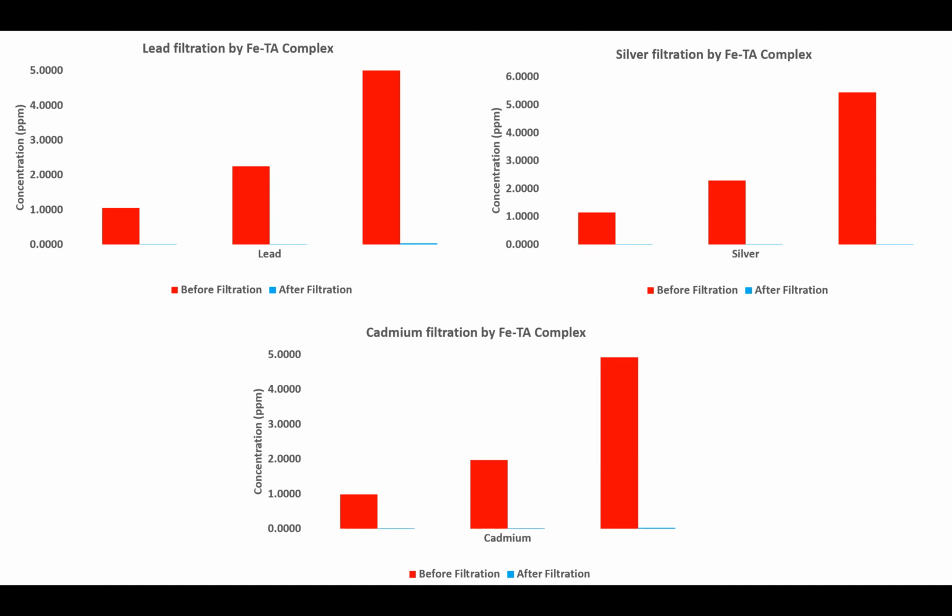Among all the heavy metal filtration materials, the iron tannic acid complex has the greatest potential in the heavy metal extraction processes for future application. So this iron tannic acid complex might be the future filtration materials for removing the heavy metals from the drinking water.